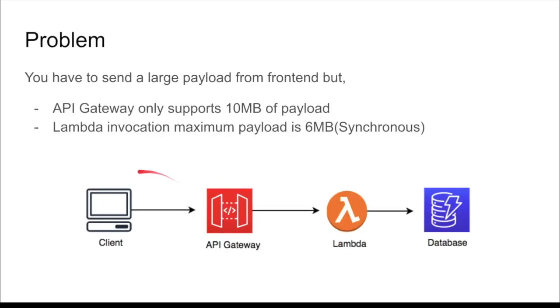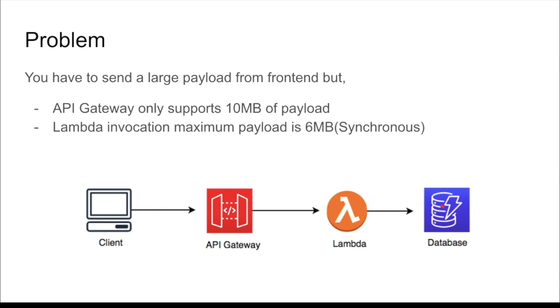Now, this is the problem. For the most part in modern applications, if you are building a serverless web application, there is this classic architecture that most of us are very familiar with. So you have your client, and the client is sending a request to an API gateway. This API gateway then triggers a Lambda, which has some business logic.